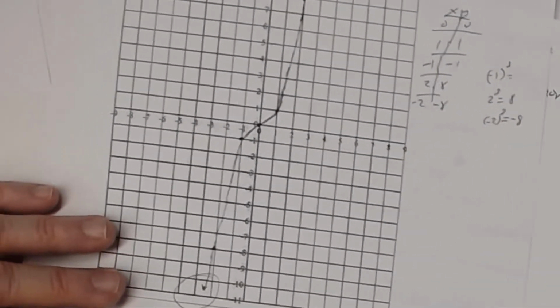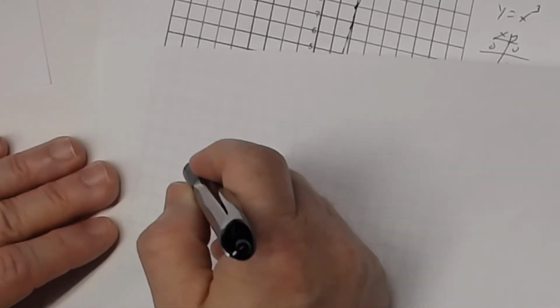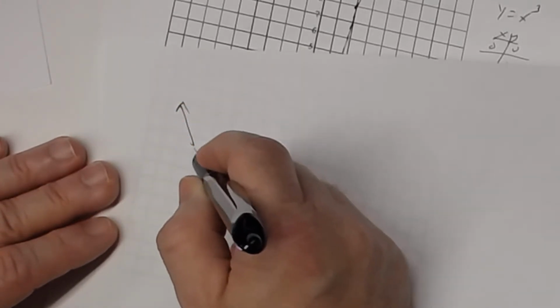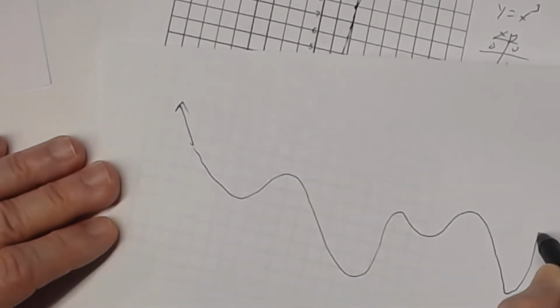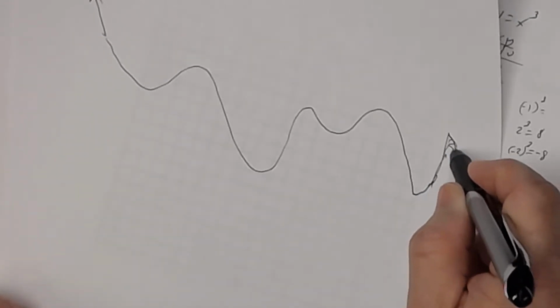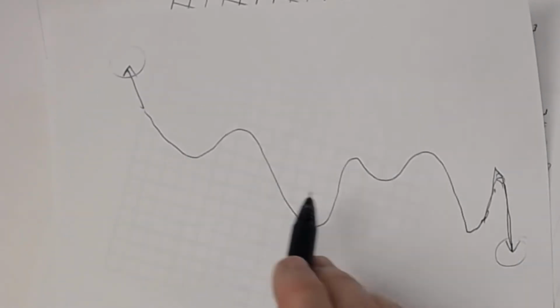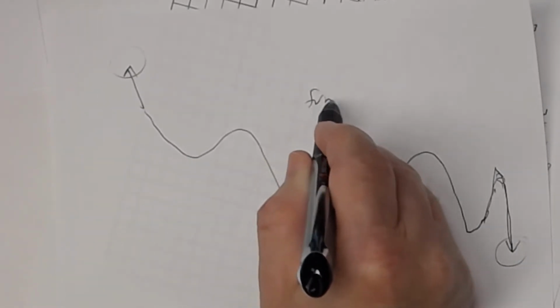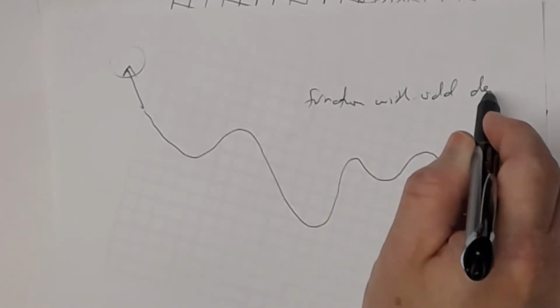And so in general, whenever you have a function that has an odd degree, on one side it's going to point up, and it does not matter what happens between them. On the other side, oops, I did not mean to make it sharp. Okay, it's a smooth curve, and on the other side it points down. So notice pointing up, pointing down. So this right here would be a function with an odd degree.